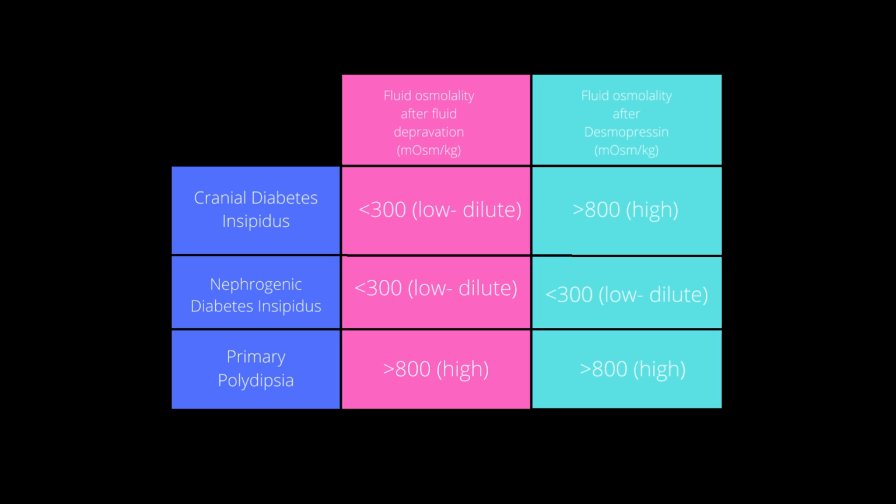This allows us to also differentiate between cranial and nephrogenic DI, as after receiving desmopressin, someone with cranial DI would be able to reabsorb water as their kidneys respond to it. However, with nephrogenic DI, the urine osmolality would remain low as the kidneys don't respond to the desmopressin.